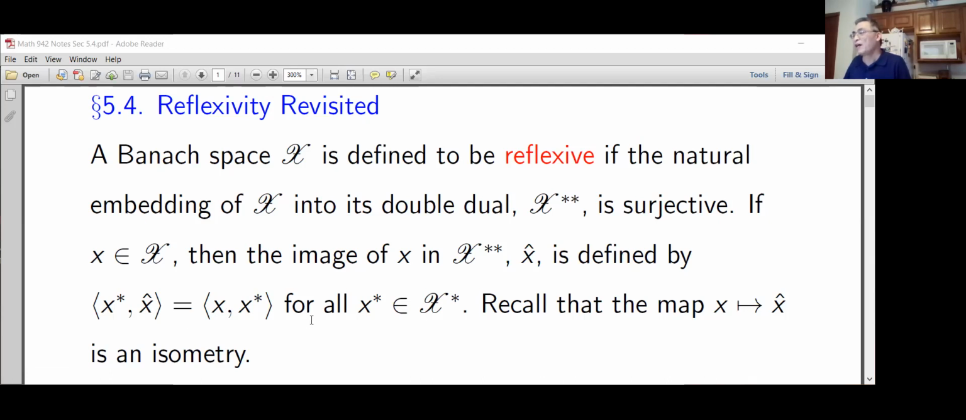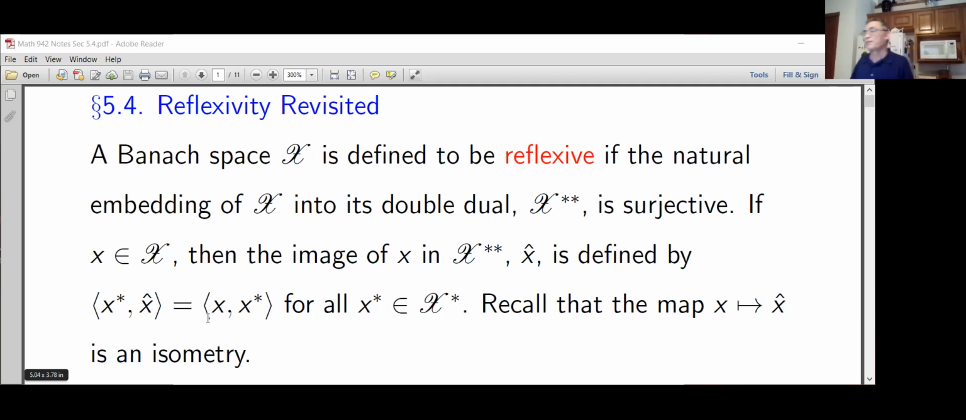So this defines x hat. You know, x hat is a member in the double dual. So as a functional, it has a value on x*. And this value on x* is defined to be the value of x* on x.